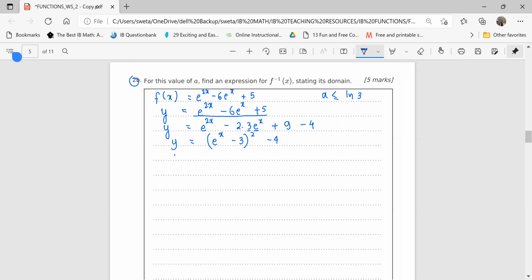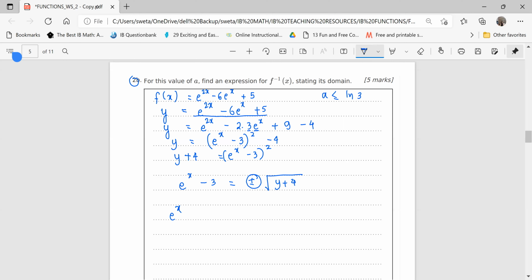Now rearrange this to make x the subject. y plus 4 is equal to (e to the power x minus 3) squared. Let's take the square root on both sides. So we have e to the power x minus 3 is equal to plus or minus the square root of y plus 4. Now here we are at a very critical point, which is this plus and minus. We need to decide whether we'll take plus or minus. Let's take both first and see which one fits our question and which one doesn't. I'm going to do both and eventually we'll discard one.